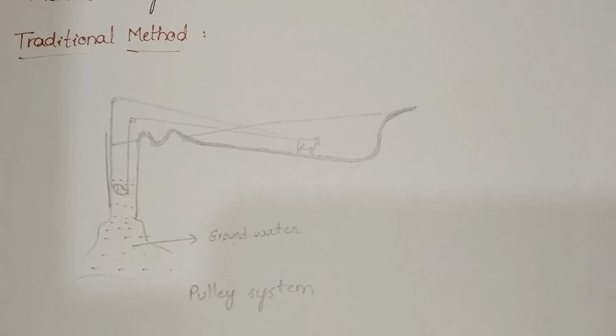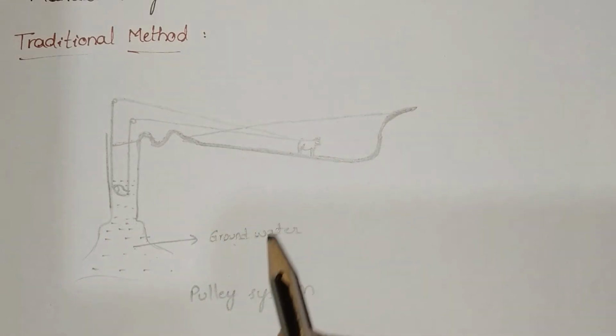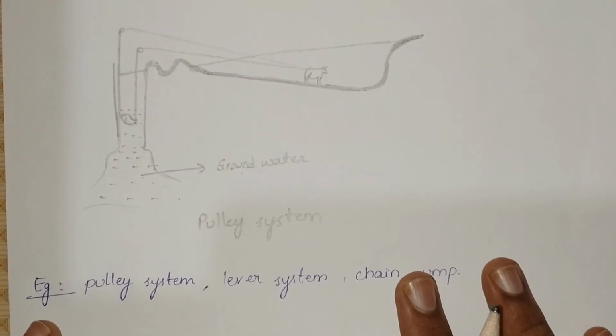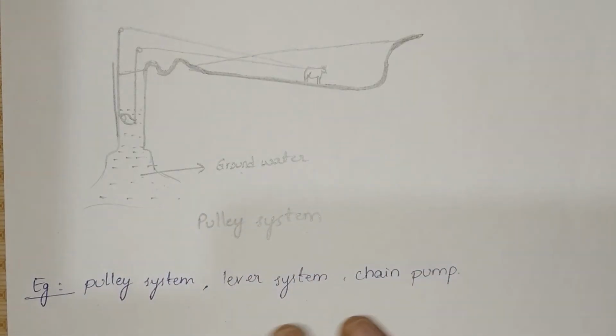Here, a farmer pulls out water from wells or canals by himself or using cattle and carriers to farming fields. In this method, it is very cheap, but chances of water loss are heavy and its efficiency is poor because of the uneven distribution of water. There are many examples: pulley system, lever system and chain pump. Among all these systems, the pump system is the most common and used widely.